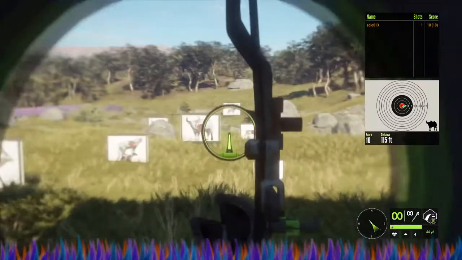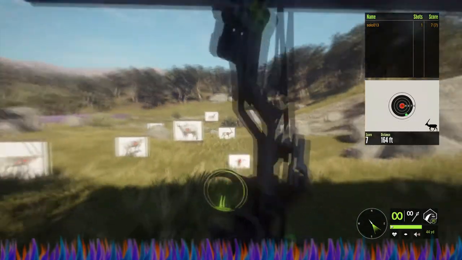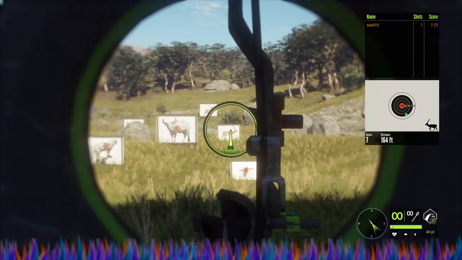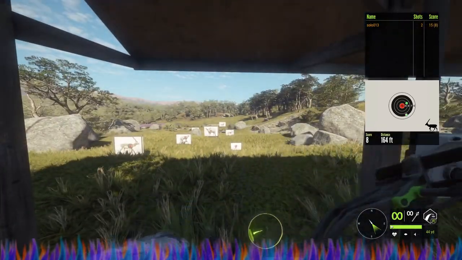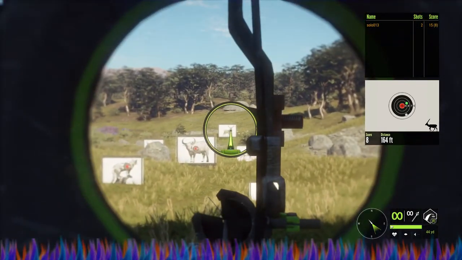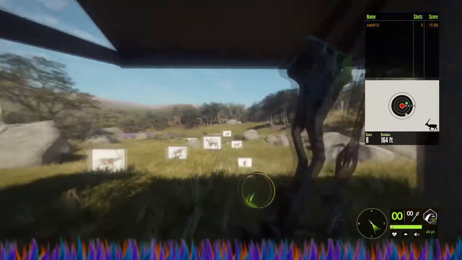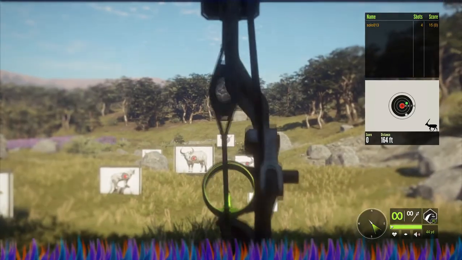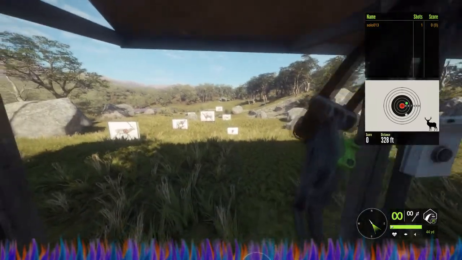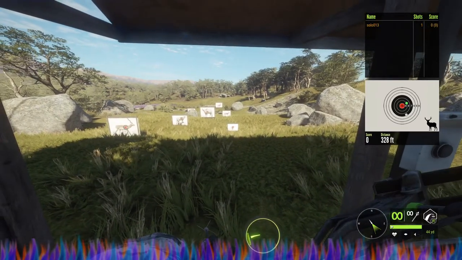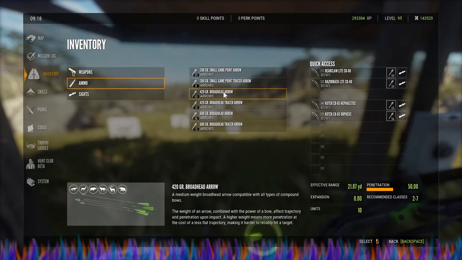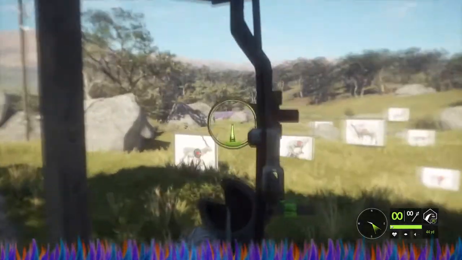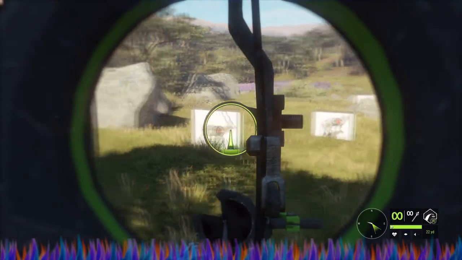Now, it also, I don't know why, but it seems to shoot ever so slightly closer to center, even with wind, than the bear claw does. All right, so we're not going to continue with that. But if we change out to the 420 grain, then it's going to shoot pretty much dead on.